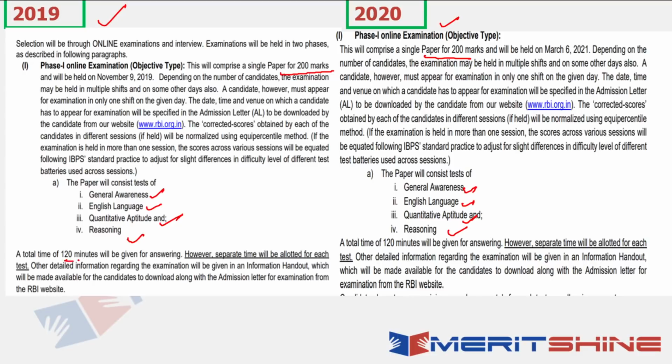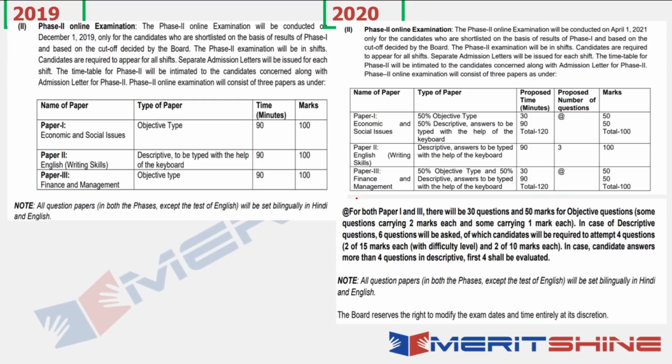A total time of 120 minutes will be given for answering. However, separate time will be allotted for each test. The same in both years. So there is no significant change in phase 1. Is there? No. There is no significant change in phase 1. Right? Okay. Now, let's move on to phase 2, where most of the changes have happened.